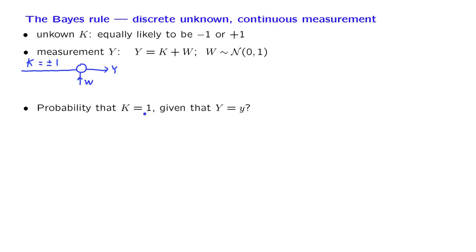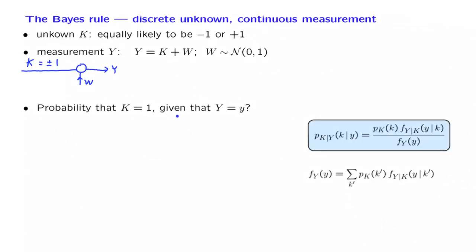Well, we use the version of the Bayes rule that we have already developed, which is this formula that gives us the conditional probabilities that we want. And in particular here, we're asking a question about the conditional probability that k takes the value of 1, given that a value of y has been observed. This is what we want to calculate. So let us look at the various terms involved here and see what each term is.